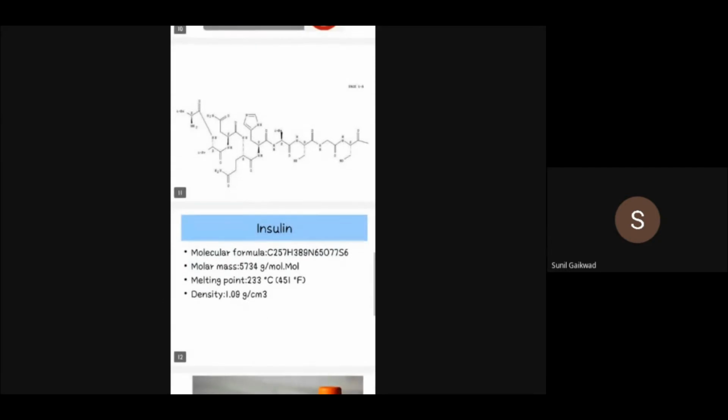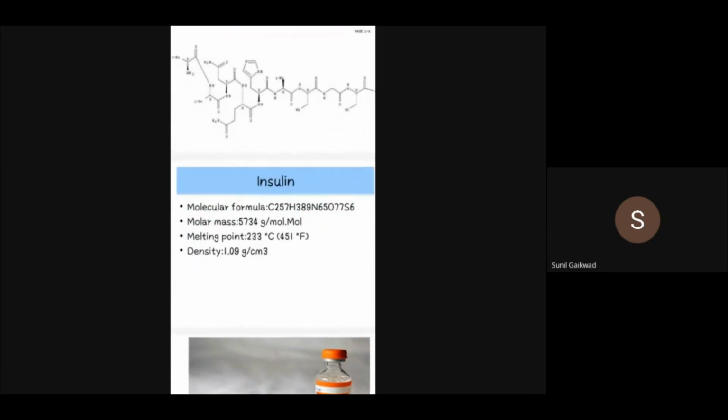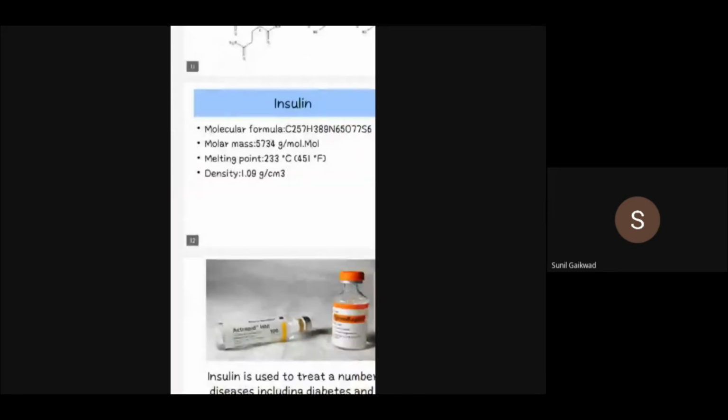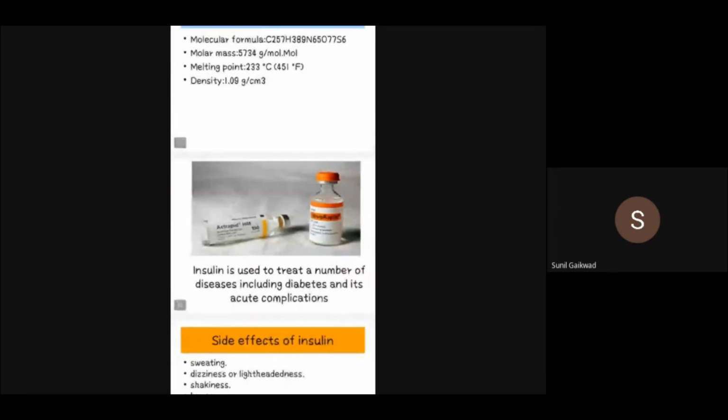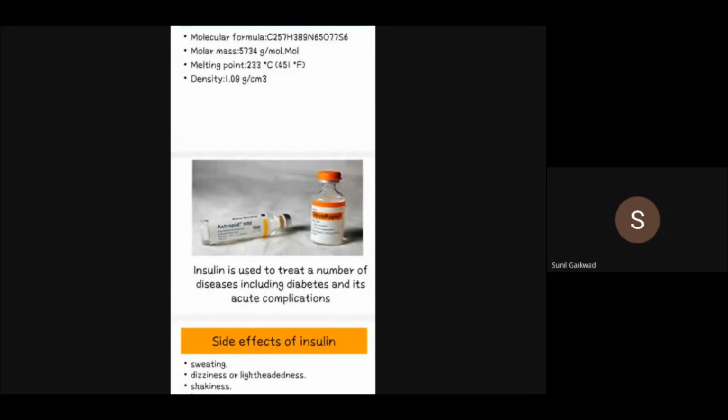Here is the second example of a drug molecule, that is insulin. This is the structural formula of insulin. Here is the basic information about insulin, such as molecular formula, molar mass, melting point, density. Insulin is used to treat a number of diseases including diabetes and its acute complications.